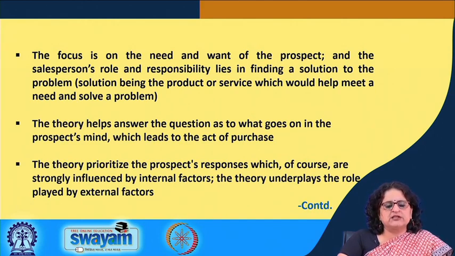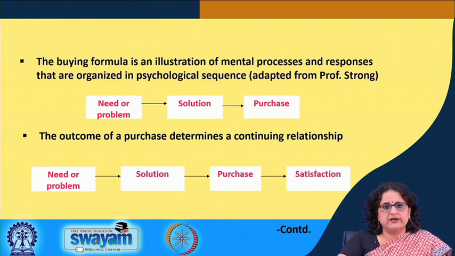Now, the theory helps answer the question as to what goes on in the prospect's mind, and the theory prioritizes the prospect's responses, which of course are strongly influenced by internal factors. So, the theory underplays the role played by external factors, contrary to what we discussed in the previous theory. In this particular theory, what is more important is the internal factors, and here the role played by external factors is undermined and underplayed.